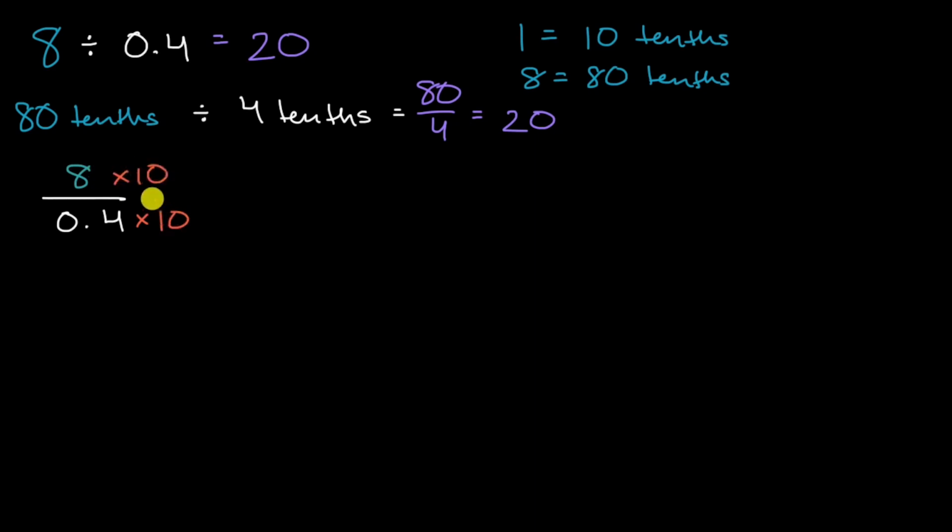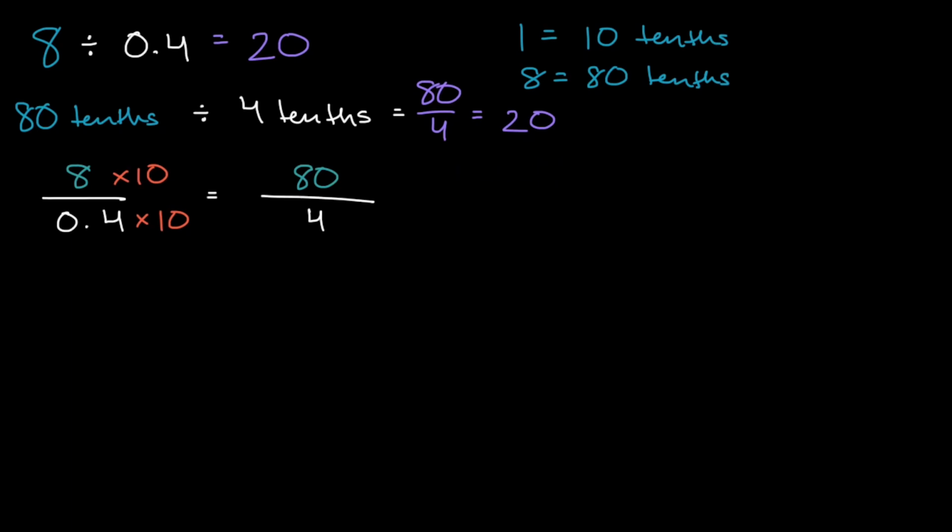Well, what does that get us? Well, this is going to be equal to, in the denominator right over here, I'm just going to have a 4, so we got rid of the decimal, and the numerator, I am going to get 80. So once again, we get 80 over 4, which is equal to 20. Let's do another example, but in this case, we'll deal with hundredths.